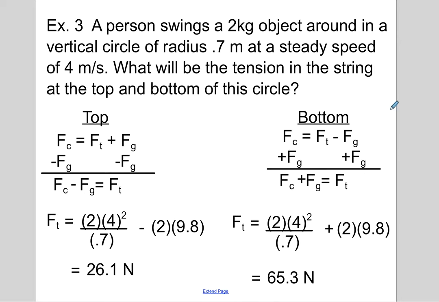How about at the bottom? Well, at the bottom, the only difference is that now gravity is working against the centripetal force. So the centripetal force equals the tension minus gravity at the bottom. If I want to find tension by itself, I add the force of gravity to both sides, and the force of tension equals the centripetal force plus the force of gravity. So to solve for the tension, it's mv squared over r, the centripetal force, plus 2 times 9.8, which is the gravity force. That tells me that at the bottom, I will have to pull 65.3 newtons upward on the string to keep the object rotating in the circle.